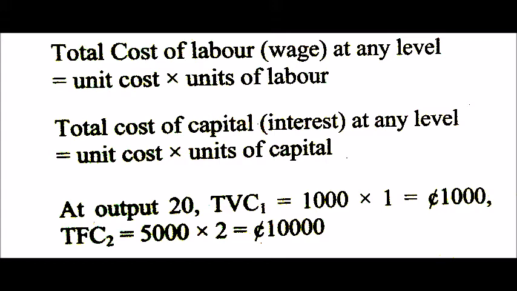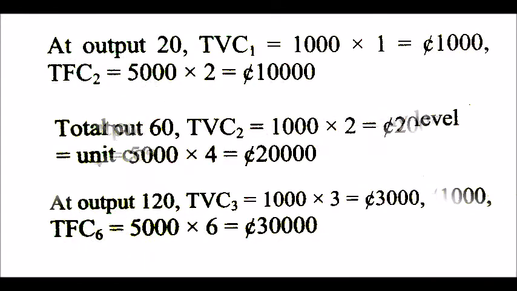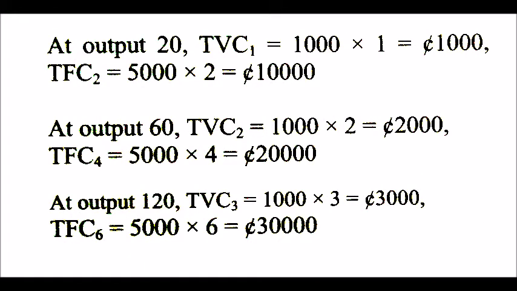So let's look at output 20. At output 20, total variable cost, TVC 1, is equal to 1,000 times 1, which is equal to 1,000. The total fixed cost of 2 is equal to 5,000 times 2, which is 10,000. Now, at output 60, TVC 2 is equal to 1,000 times 2, which is equal to 2,000. Then TFC 4 is 5,000 times 4, which is equal to 20,000.